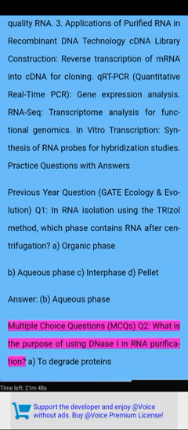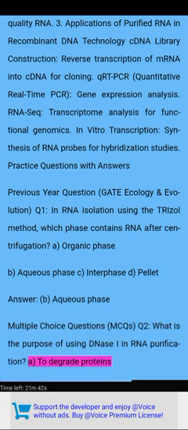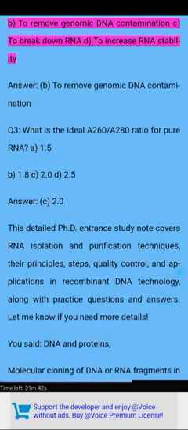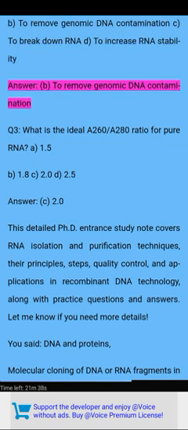Multiple choice questions, MCQs. Q2. What is the purpose of using DNase in RNA purification? A. To degrade proteins. B. To remove genomic DNA contamination. C. To break down RNA. D. To increase RNA stability. Answer: B. To remove genomic DNA contamination. Q3. What is the ideal A260/A280 ratio for pure RNA? A. 1.5.